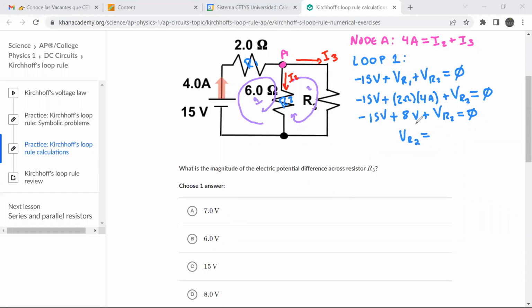So this means that VR2 is equal to 7 volts. Now, because R2 and R3 are in parallel, I know that the voltage in R3 is going to be equal to the voltage in R2, and that's going to be equal to 7.